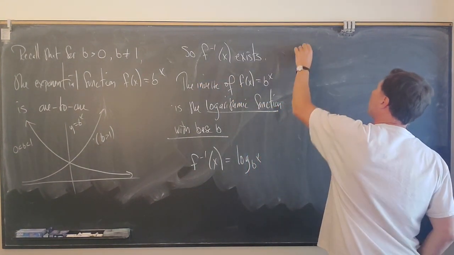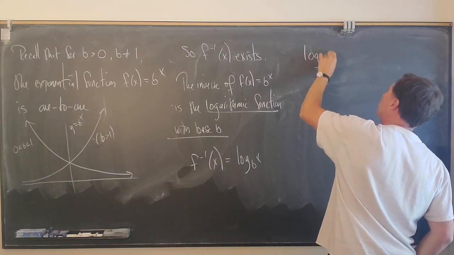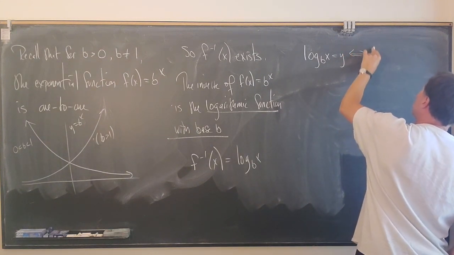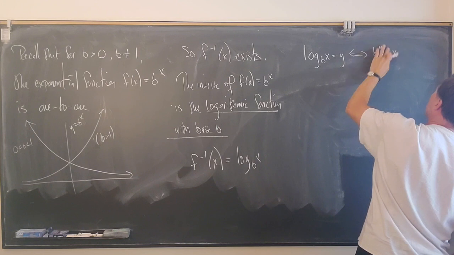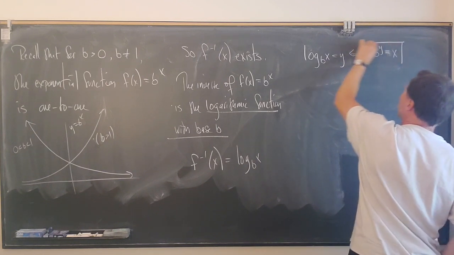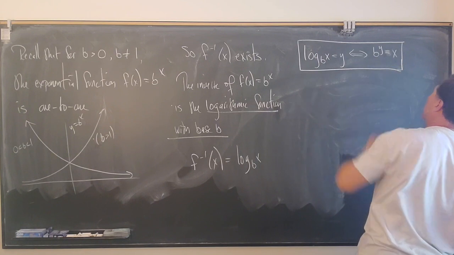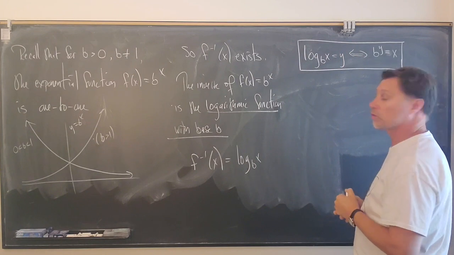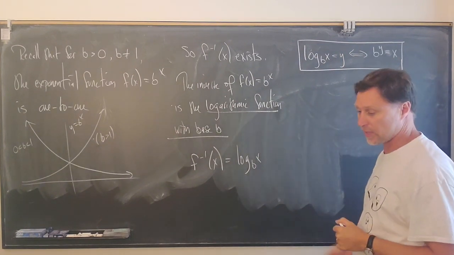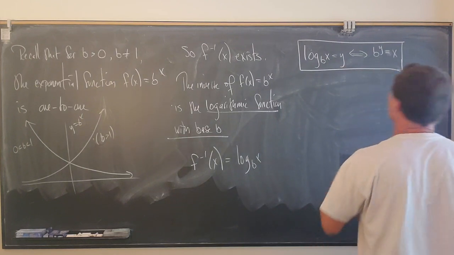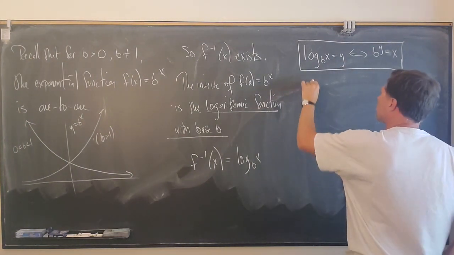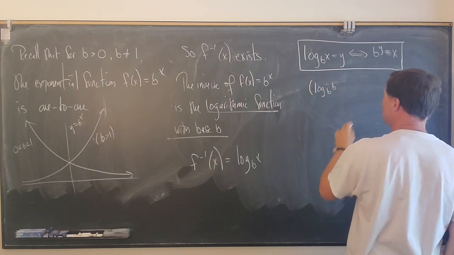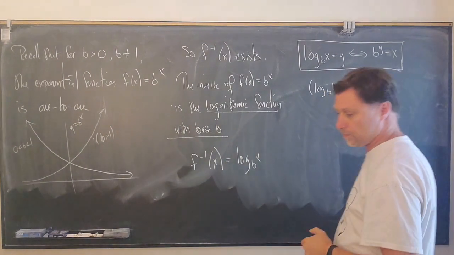Well, log base b of x equals y if and only if b to the y equals x. That is the connection that we have between a function and its inverse, right? This relationship right here captures everything that you need to know about the logarithmic function and its relationship to the exponential function. In particular, some consequences of this: log base b of b has to equal 1.